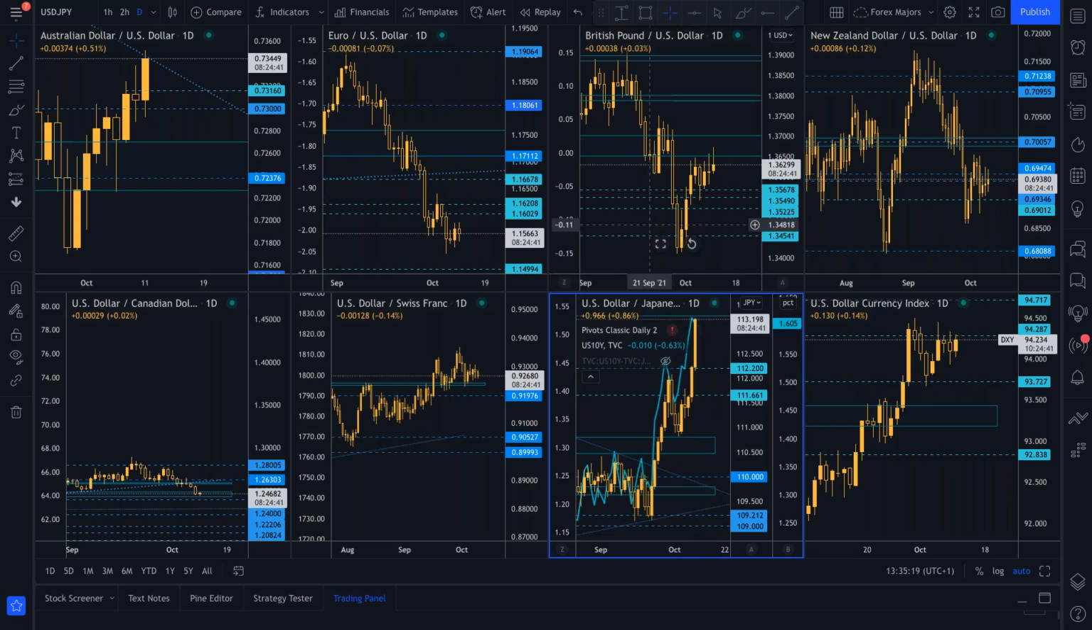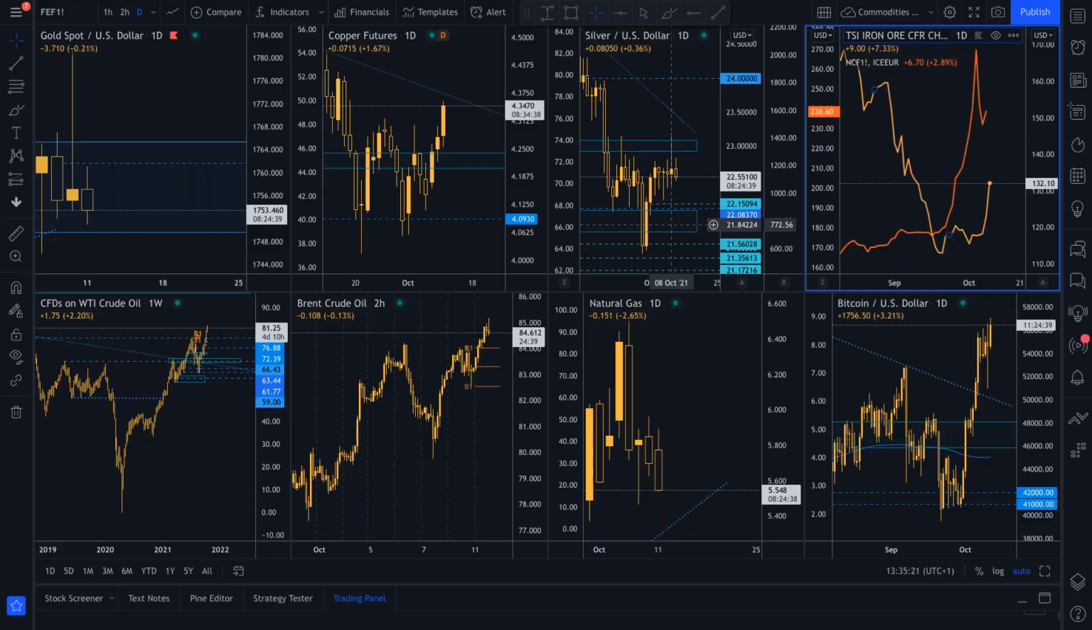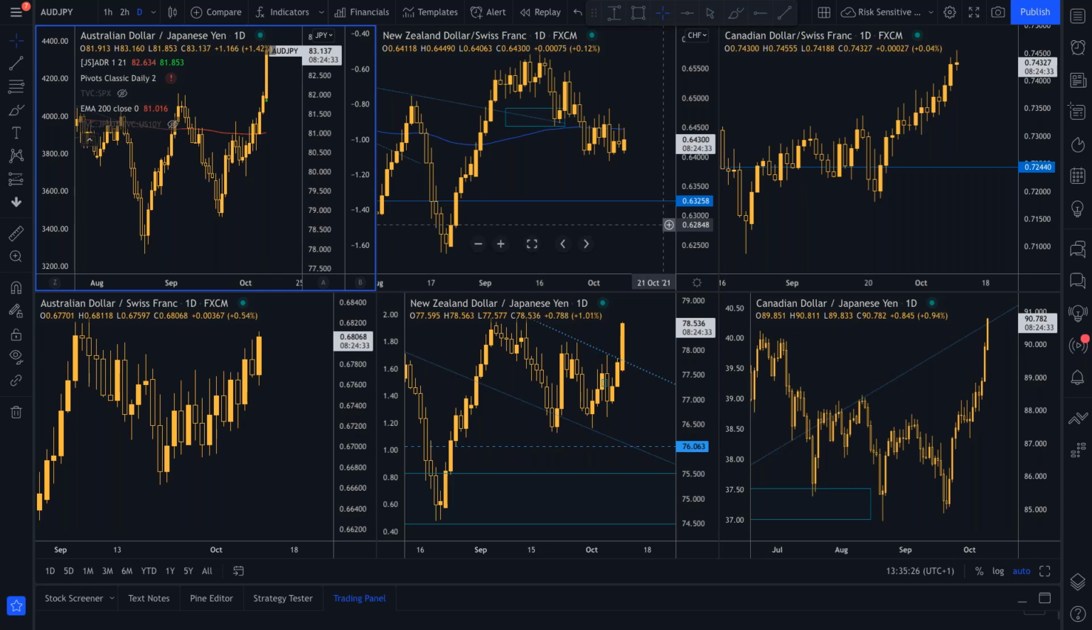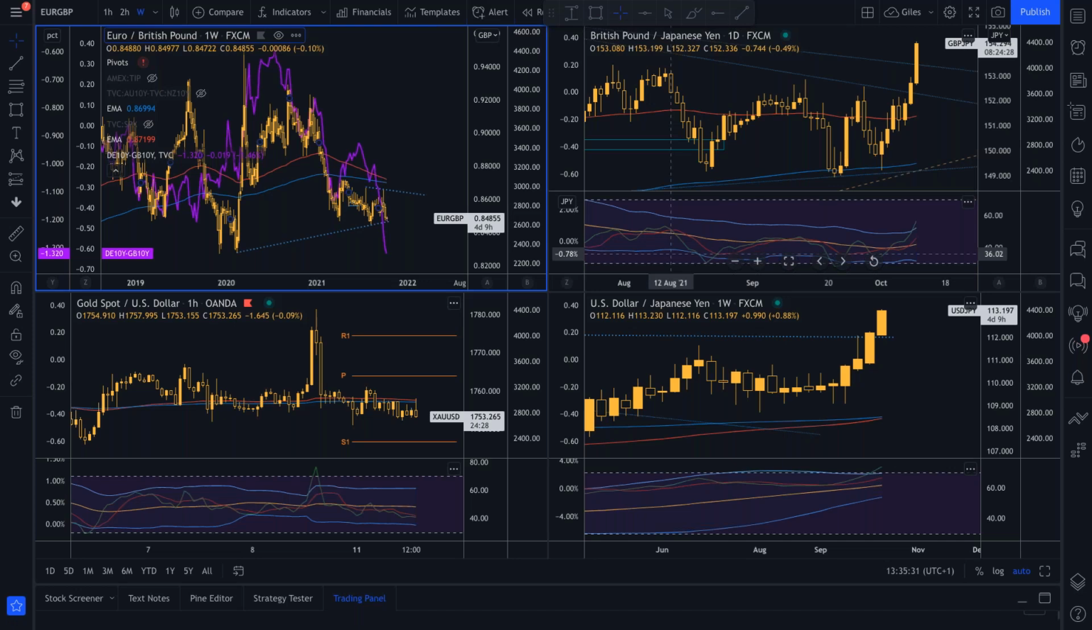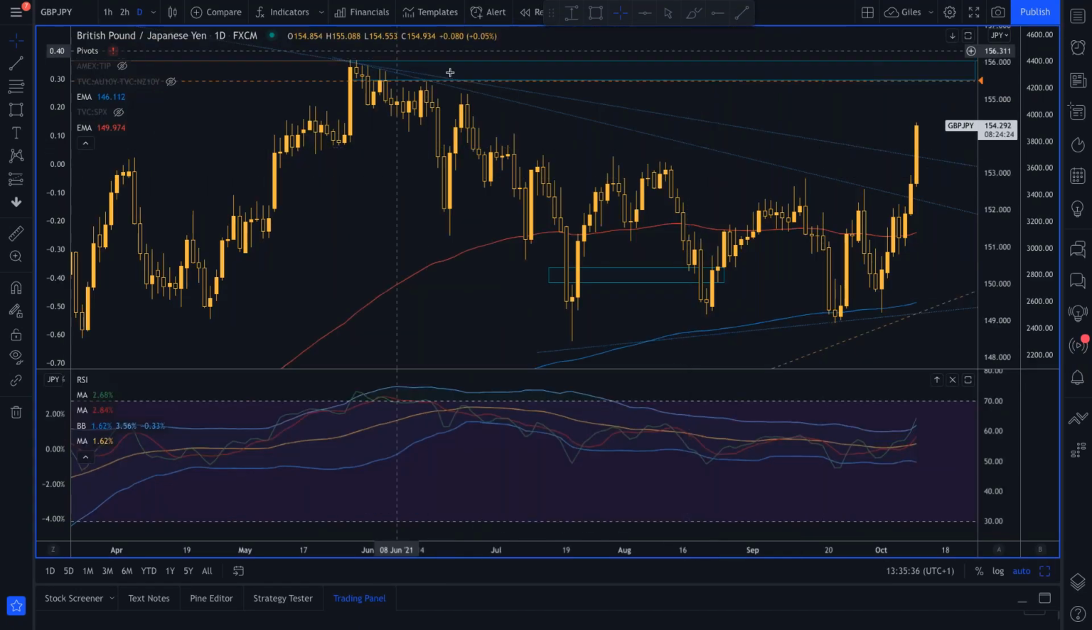One currency pair that I was looking at trading last week was the pound yen, and we'll just go through that. This was a trade that I was looking at on Friday, the pound yen breaking out of that key trend line. You see that key trend line on the daily chart broken through.